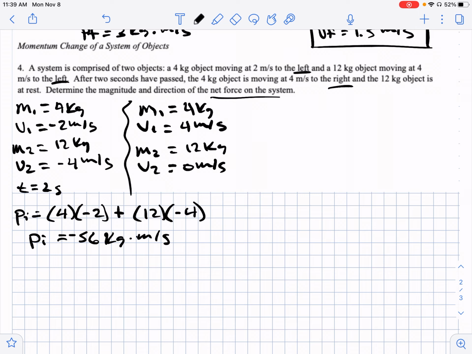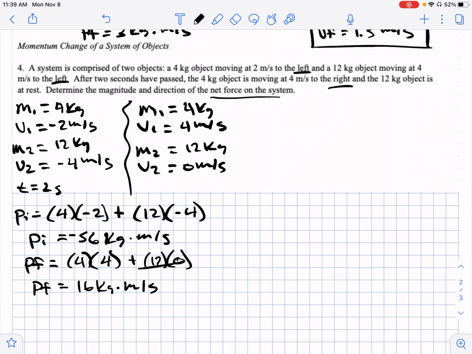We also have enough information we can solve for the final momentum of the system. So your final momentum of the system is going to equal the 4 kilograms times 4 meters per second, plus we had 12 kilograms times 0. So the final momentum of your system is equal to 16 kilograms times meters per second.